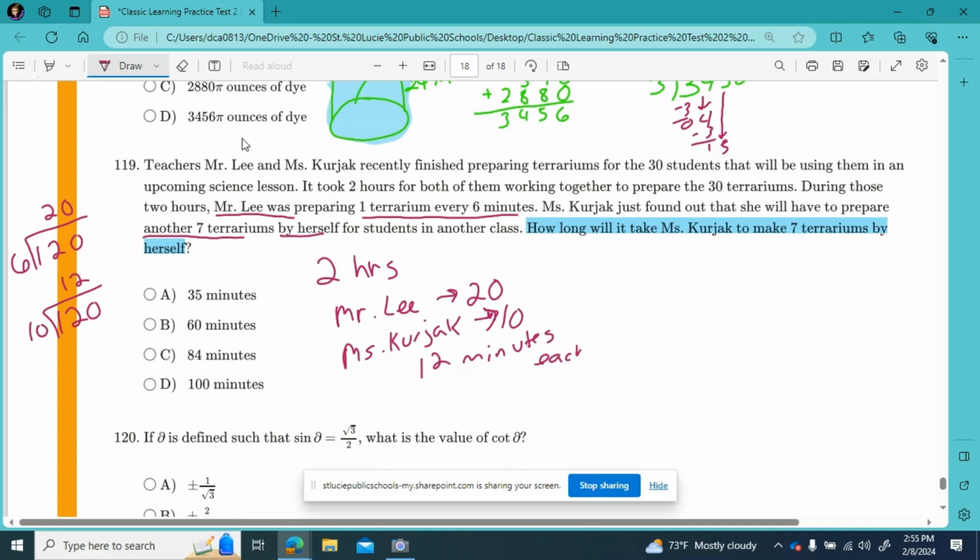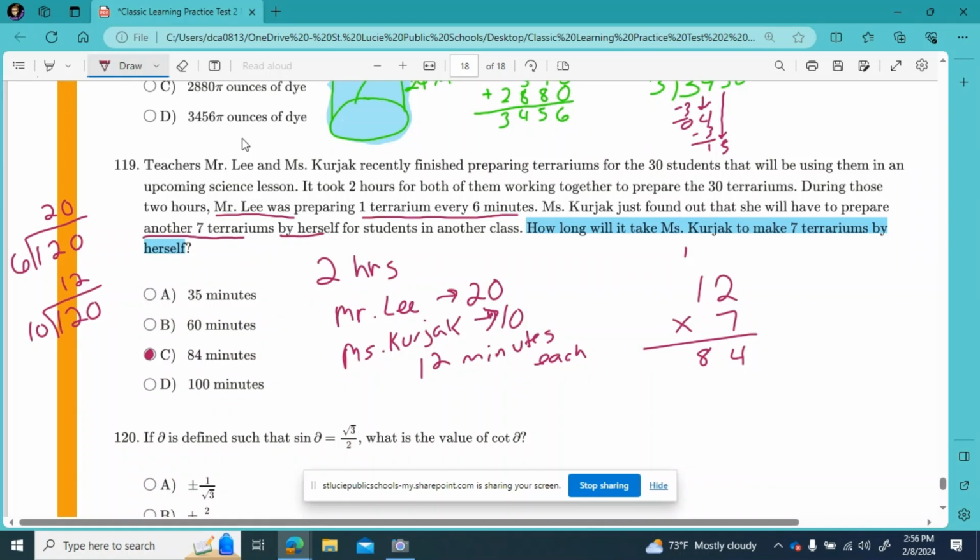each. And the question is, how long will it take Miss Kerjack to make 7 terrariums by herself? Okay, that's just 12 times 7. It takes her 12 minutes each, and she needs to make 7. 7 times 2, 7 times 1, 7 plus 1. So it'll be 84 minutes for her to make those by herself.